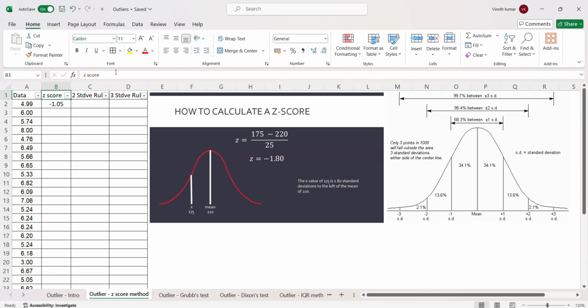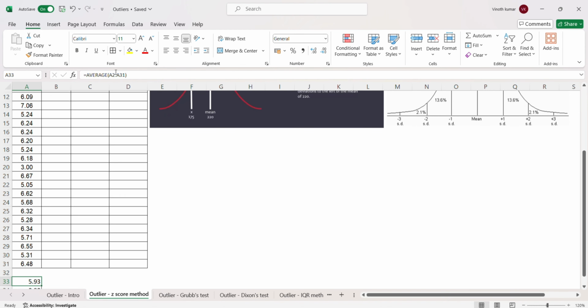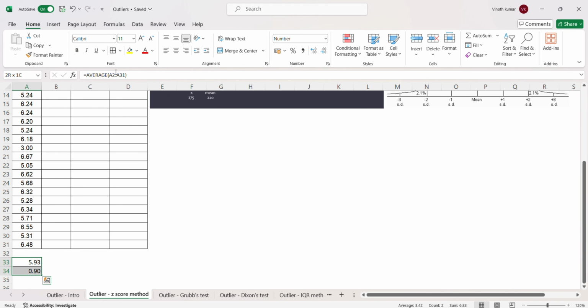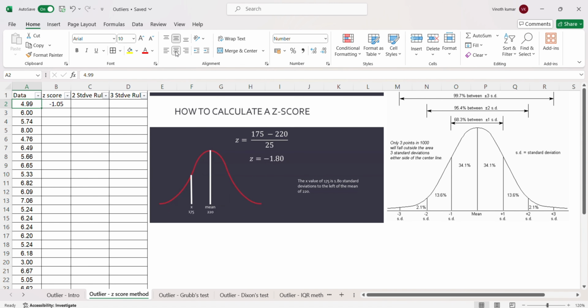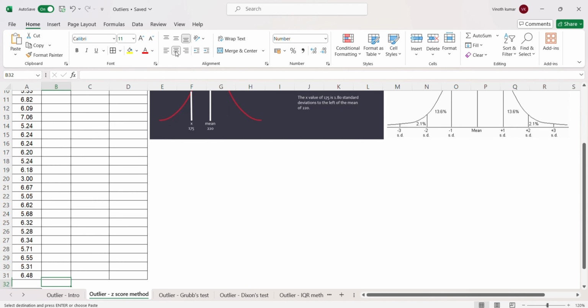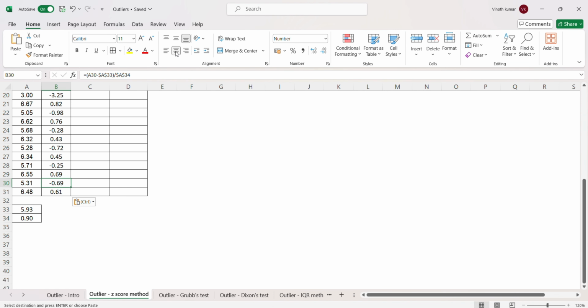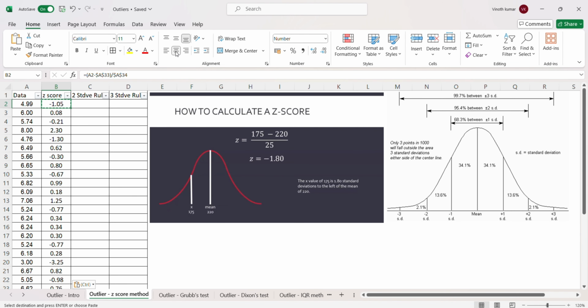So now what does it mean? For a given set of data where the average is 5.93 and the standard deviation is 0.90, 4.99 is minus 1.05 standard deviations less than its average. That's why the z-score is minus 1.05. Now I can copy and paste this formula for all the cells, and then I will get the corresponding z-scores. Okay, so now we have calculated the z-scores. That part of the calculation is over.